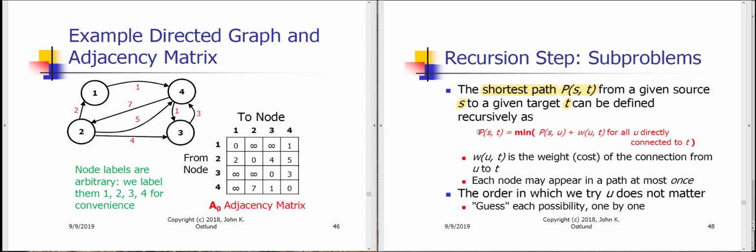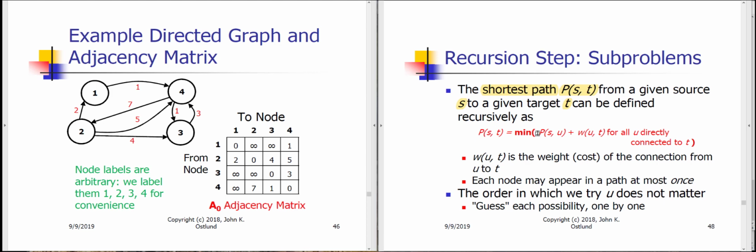If we want to find the shortest path from node 1 to node 3, that's going to be the minimum of the shortest paths through all of the nodes that are directly connected to node 3. Node 1 is our source, node 3 is our target. Since we can't get there directly from 1, we are necessarily going to have to get there either through node 4 or through node 2, because those 2 nodes are the only nodes that are directly connected to 3.